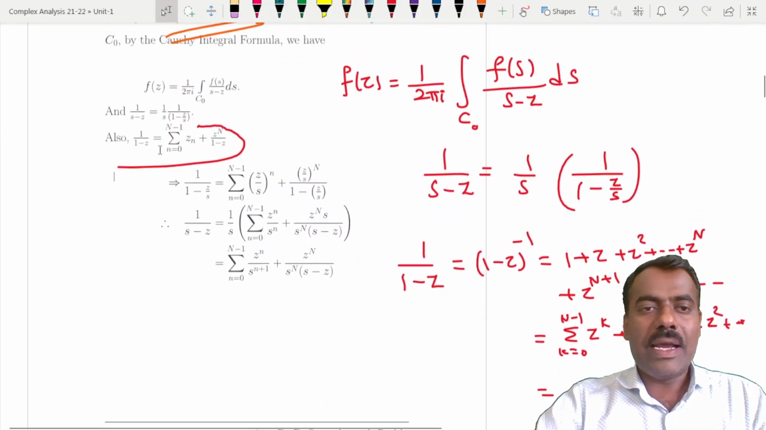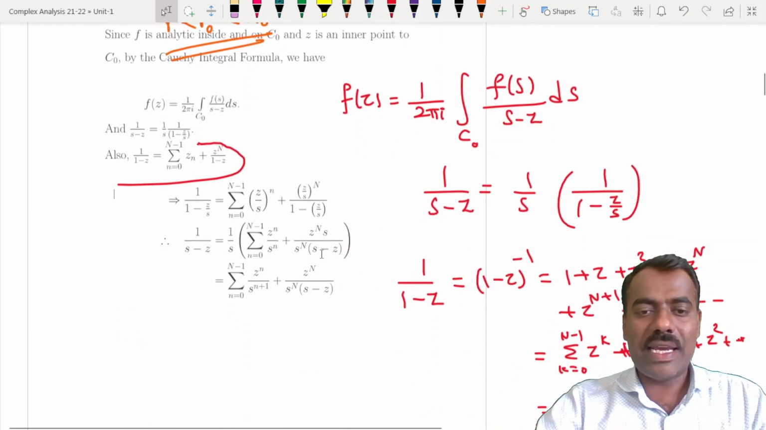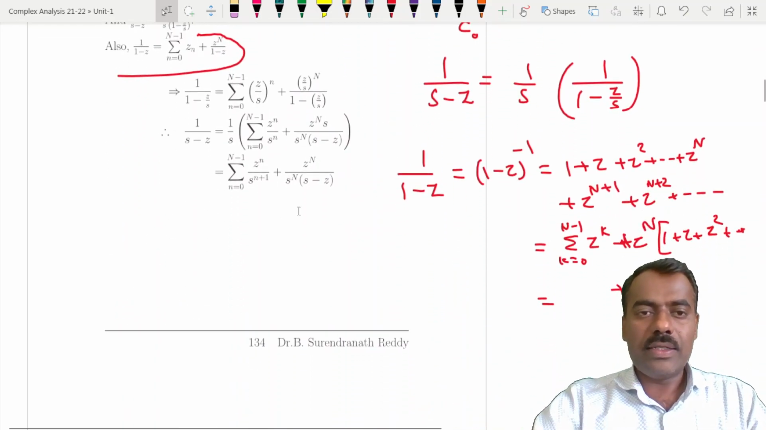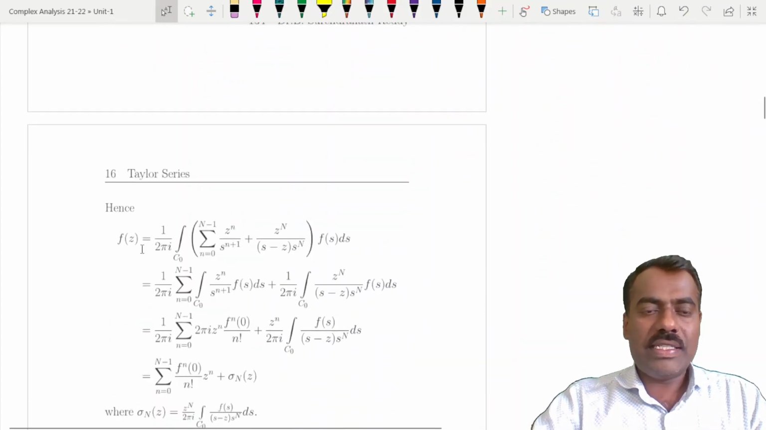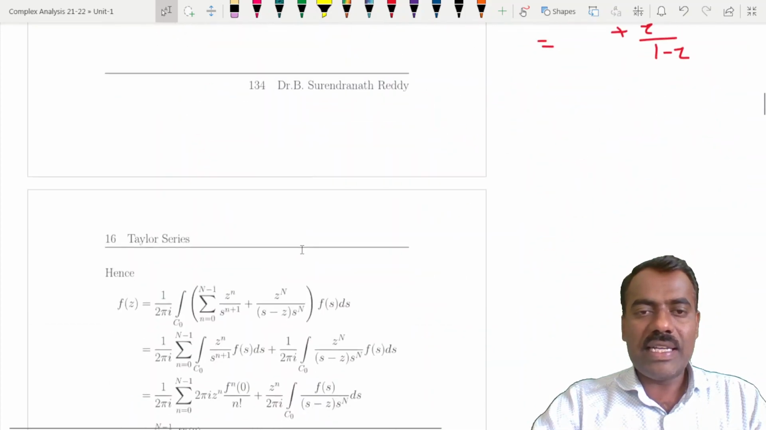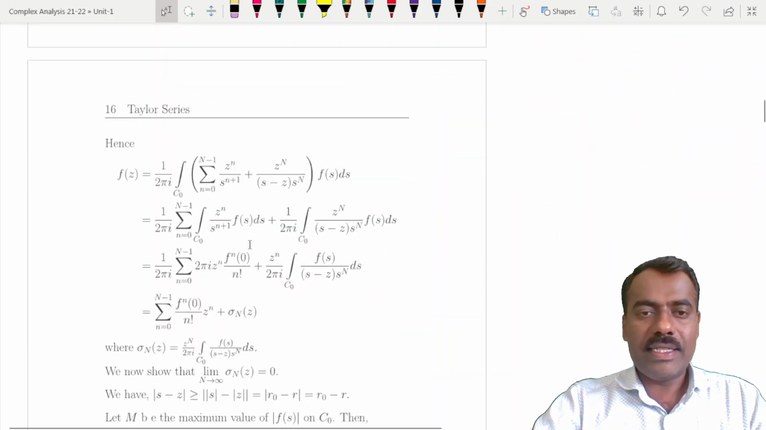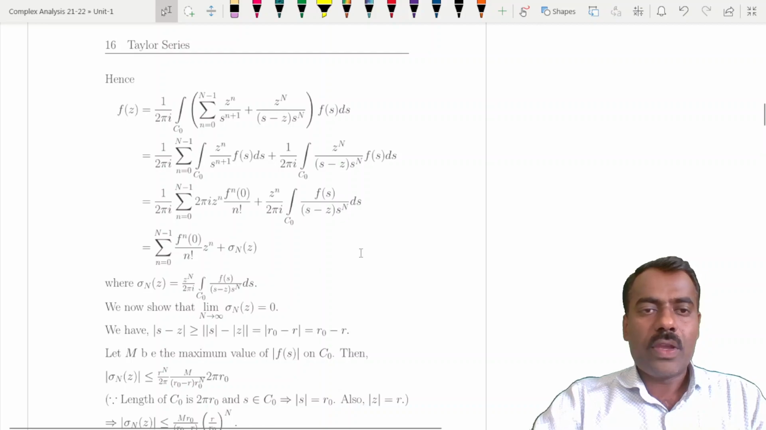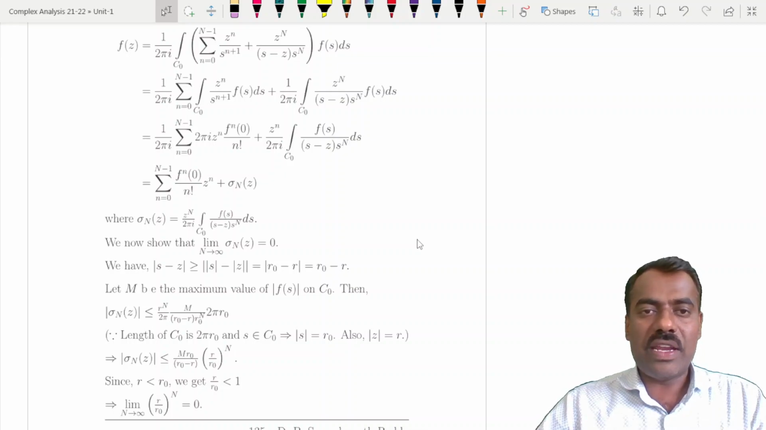Okay. So now what we have here is z by s. So in place of z, you substitute z by s and simplify. Then what we will get is this expression basically. Therefore, what is f of z? 1 by 2 pi i integration. Whatever value we have in this 1 by s minus z, that value we have substituted here. And take the integration inside. Then what we have here is the summation, n equal to 0 to n minus 1, z power n by s power n plus 1, f of s ds.